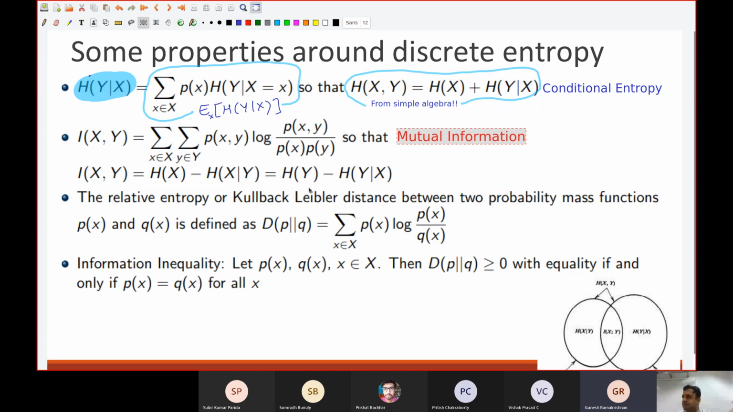BTech students would probably have done this in CS 215, right? So did you have this independence test? How independent are x and y? If P of x comma y is equal to P of x into P of y, then x and y are independent. So this is like saying how not independent they are, right? How much is the mutual information between them?